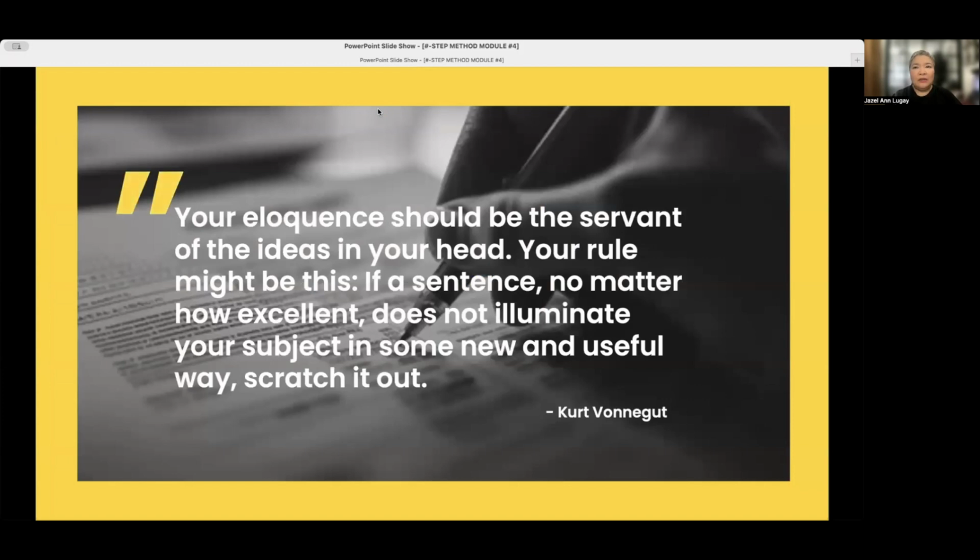Kurt Vonnegut, an American author, sums up these tips into one piece of advice. Your eloquence should be the servant of the ideas in your head. Your rule might be this: if a sentence, no matter how excellent, does not illuminate your subject in some new and useful way, scratch it out.